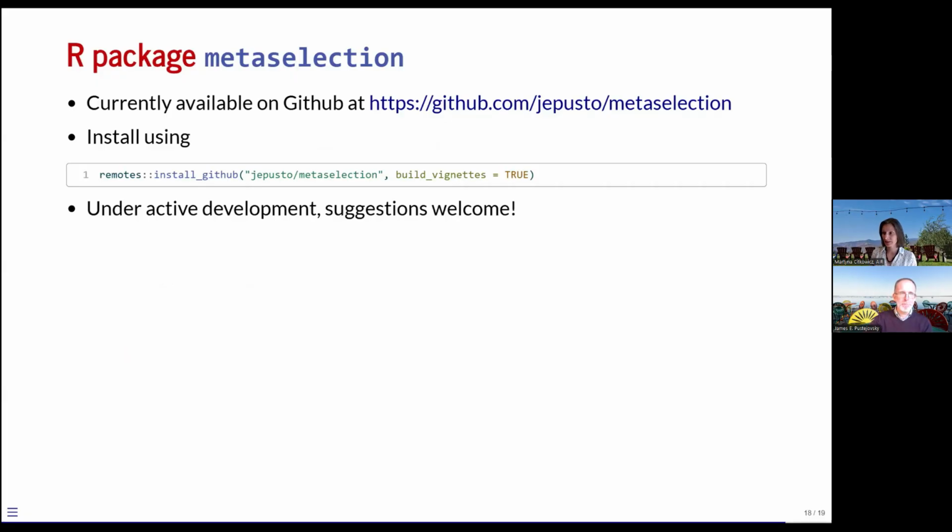So you can download our package on GitHub using the following statement. Now, don't forget to set build vignettes to true to obtain our vignette, which includes additional information about our models, how to use the package, and includes lots of examples. Now, the package is under development, so suggestions are definitely welcome.